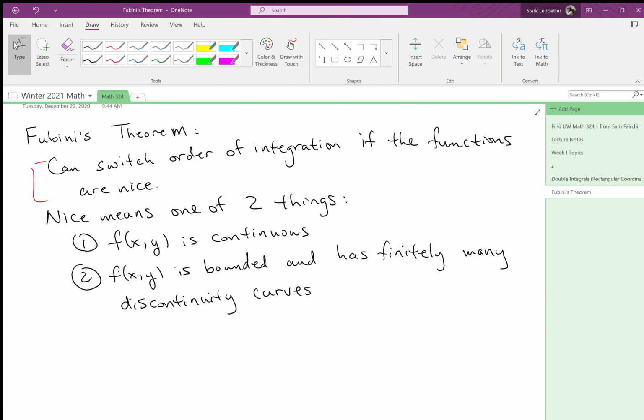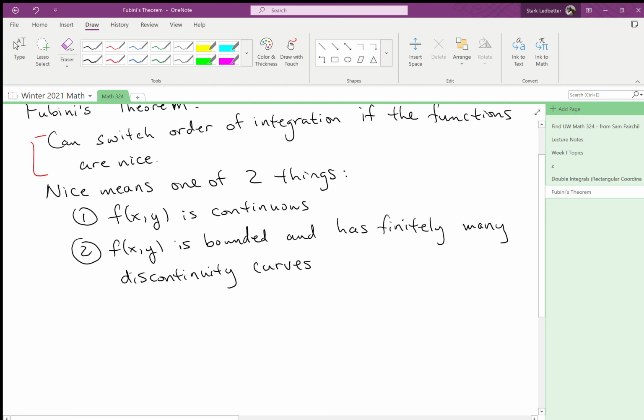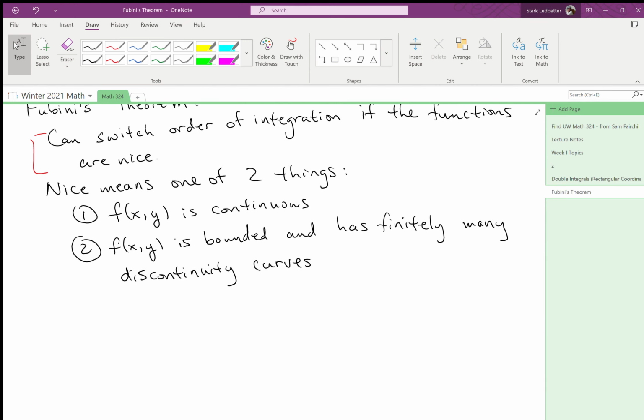Okay, so what does nice mean? Nice means one of these two things. Either the function is continuous, which most of the functions you've seen up to this point have been, continuous in the whole region and defined on the whole region. Or it's bounded on the region. Bounded just means it doesn't go to positive or negative infinity, basically.